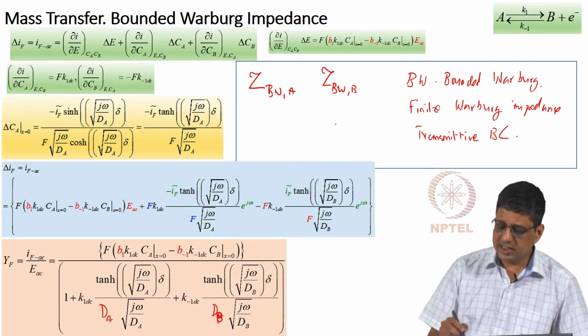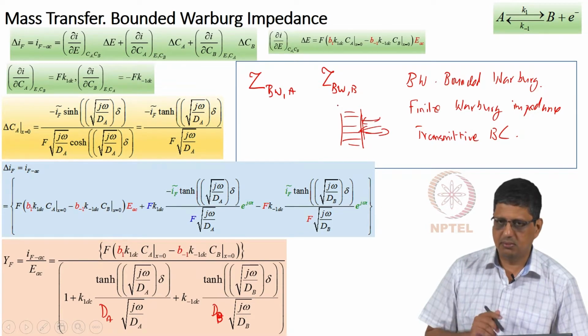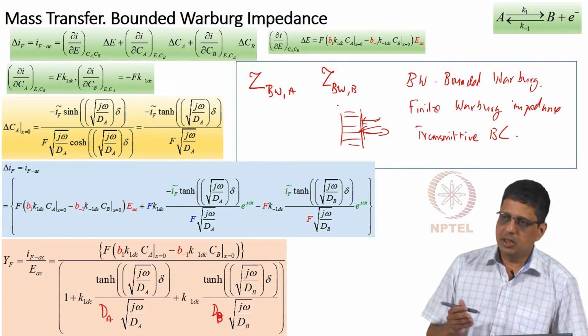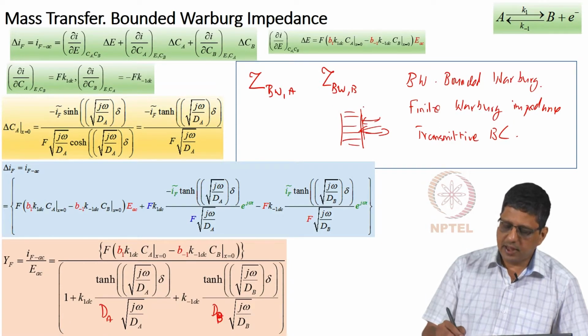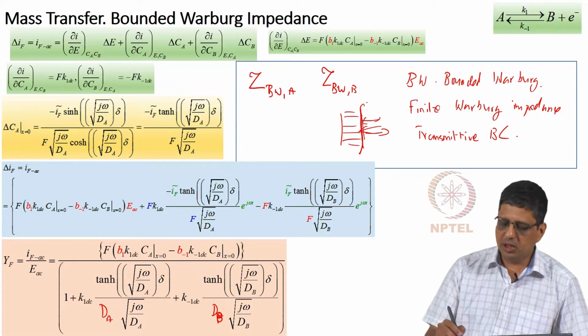Sometimes it is called a transmittive boundary condition to say that there is a film, diffusion occurs there, and at the end of this A can come in or go out, B can come in or go out, it transmits. Sometimes they would derive the expression for the impedance in a film where at the end of the film nothing moves in or out. Okay, that would be called as blocked boundary condition.